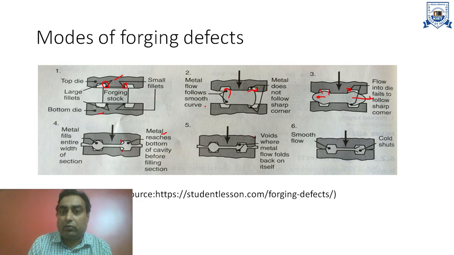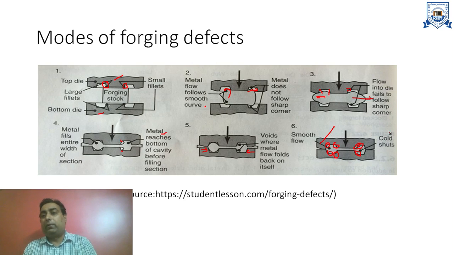Now what will happen after forging? Sometimes this material will flow back. When there is no space to flow, the material will flow back. When material flows back, these small fillet radii corners will get filled very easily, but these types of points will be left, and due to the small corner there is a high stress concentration, so cracks may get formed. So here cracks may get formed, here cracks will not get formed. These types of defects are called cold shut defects.